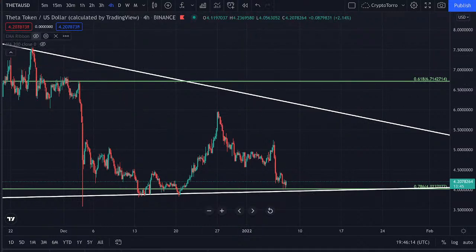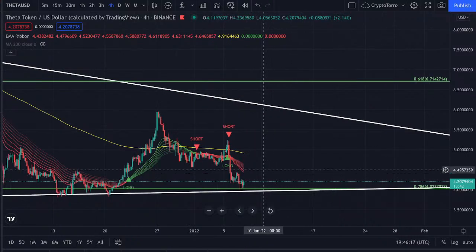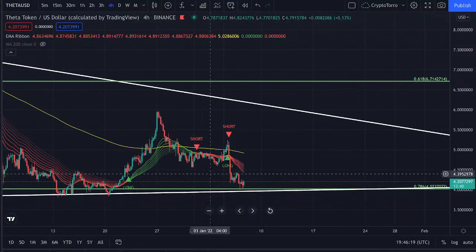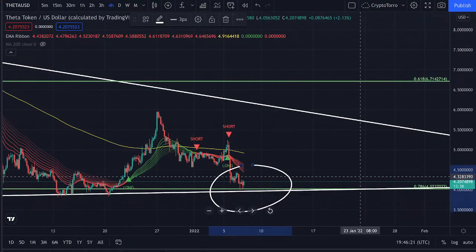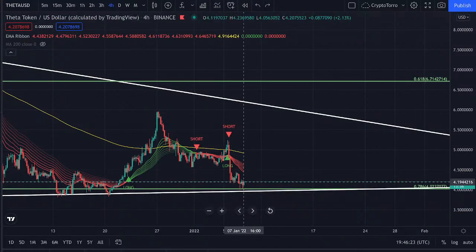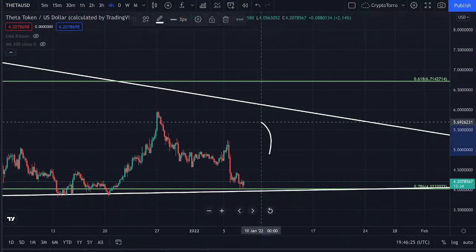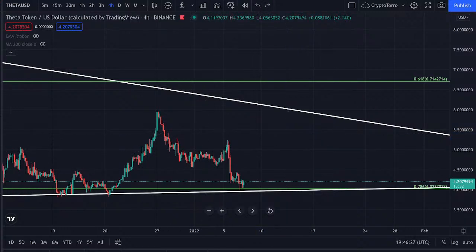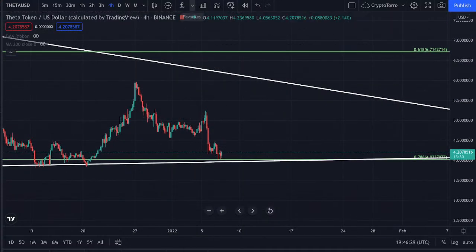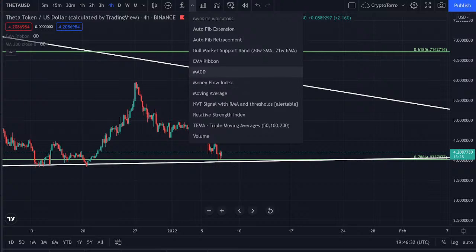Also, on the 4-hourly time frame, if we enable the EMA ribbon, it is clearly serving as a level of resistance. So it will be difficult to see right now a stronghold getting formed. And therefore, I would like to enable right away the RSI on both the 4-hourly, 1-hourly, and daily time frame to see if we are going to experience a stronghold right now.